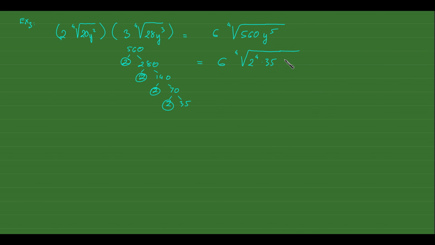Now y to the 5th power, I can write as y to the 4 times y, right? Because this is the fourth root, I want to write something to the 4th power so that I can take them out. So this gives you 2, I can take it out right now. Y, I can take it out. What I have left is just 35y. And the final answer will be 6 times 2, which is 12, y fourth root of 35y. Okay. Good.